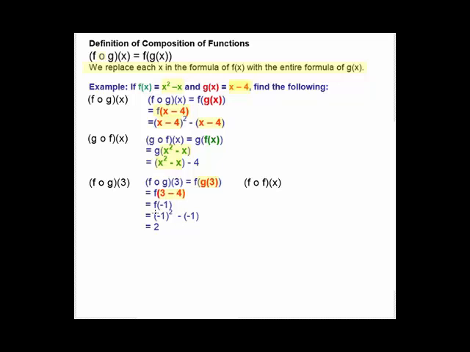F of negative 1 is to take negative 1, square it, and then subtract it, because that's what the formula for f of x says to do, square and subtract. So we get 1 minus a negative 1, that simplifies to 2.